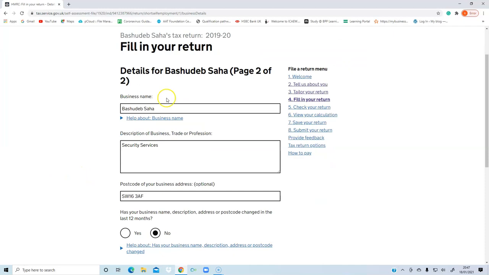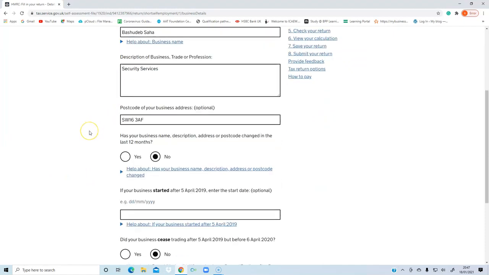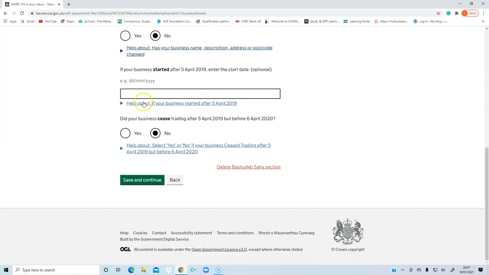Here we have to write the business name. It could be your name or it could be the business name. What is the business? About the description, that could be your business description. We're writing the address. The postcode is optional. You can write it, but if you don't, there is no problem. Has your business name, description, address, or postcode changed in the last 12 months? You can say yes or no, whatever you like. For me, we write no.